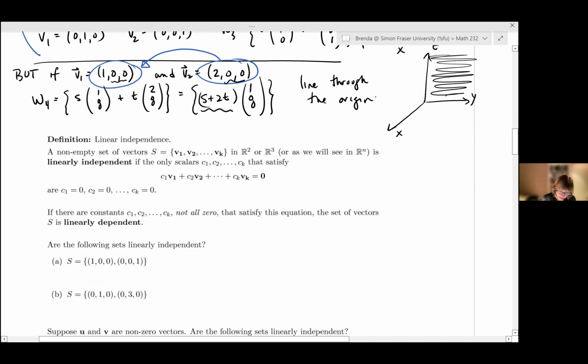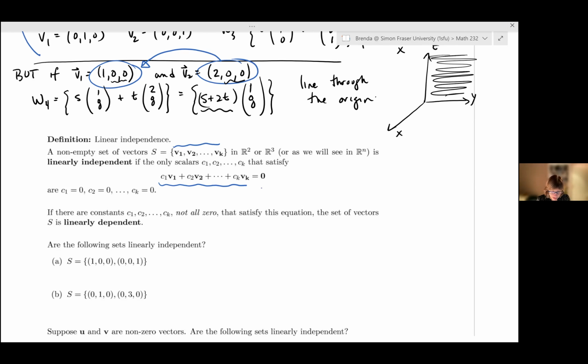If we have a non-empty set of vectors, in this case, there's k of them, in R2 or R3, and this is going to expand up to Rn, the set is linearly independent if the only scalars that cause this thing to add up to 0 are 0. This might sound like, how am I going to tell that? We're going to have a really efficient way of figuring this out. But if we can find constants that are not all 0, then the set of vectors is linearly dependent. Okay, that's the idea here.